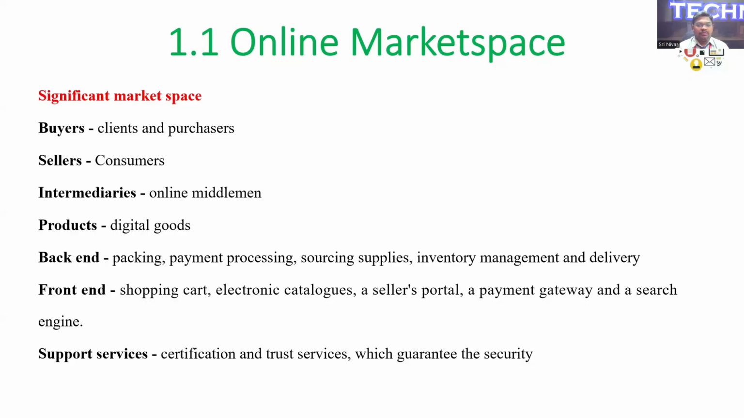And then the front end. What is a front end? Before we purchase, we can use any cart, for example, Flipkart. So shopping cart, electronic catalogs, a seller portal, a payment gateway, and a search engine. These are all the front end. So using the front end, we can purchase. While we are purchasing or after purchasing, the progress data will be stored in the backend.